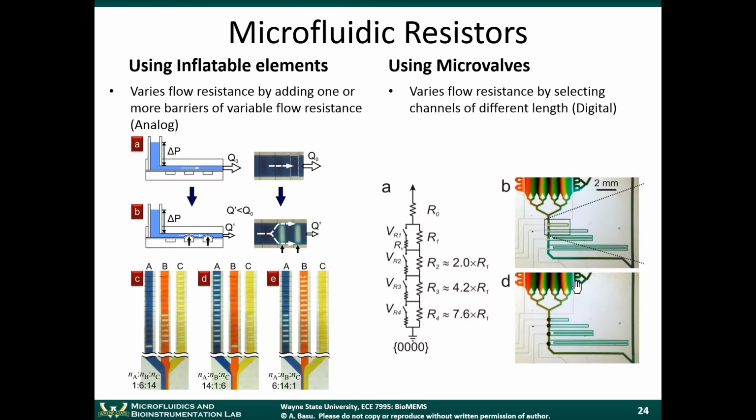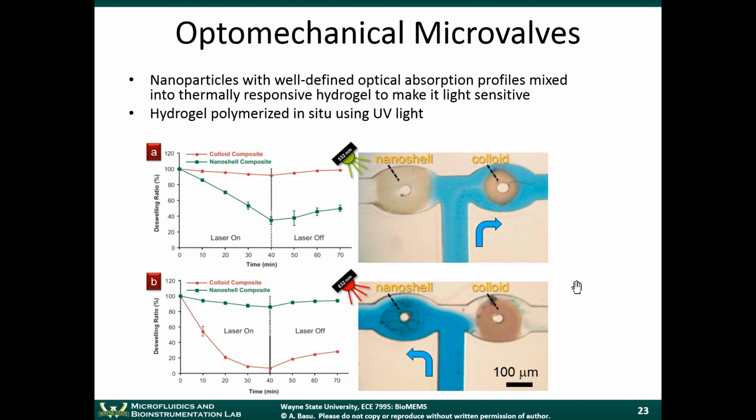Okay, a couple more topics here, then we'll take a short break. Other types of valve technology. So we talked about the pH-sensitive valves, optomechanical valves. Instead of responding to changes in pH, they respond to light, and these contain nanoparticles, with well-defined optical absorption profiles that are mixed into a thermally responsive hydrogel to make it light sensitive.